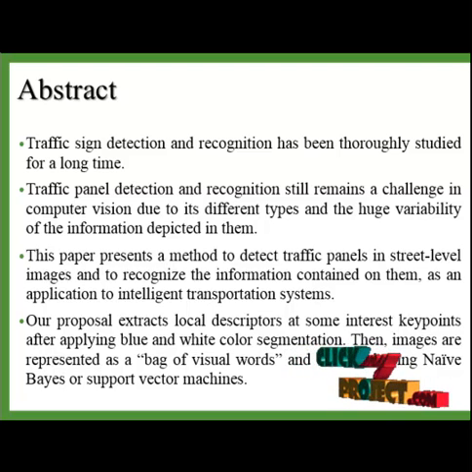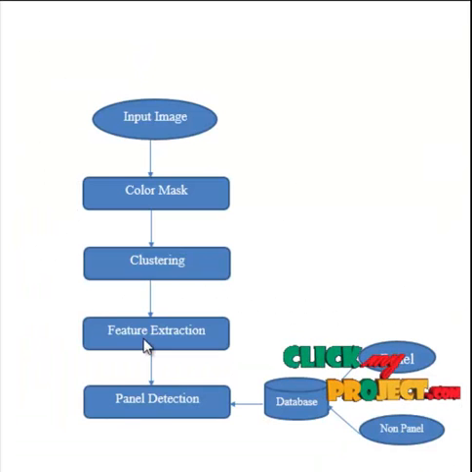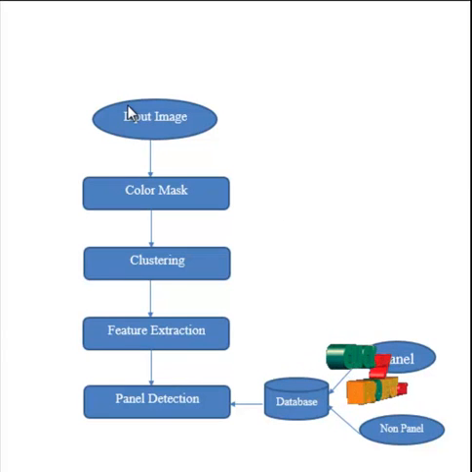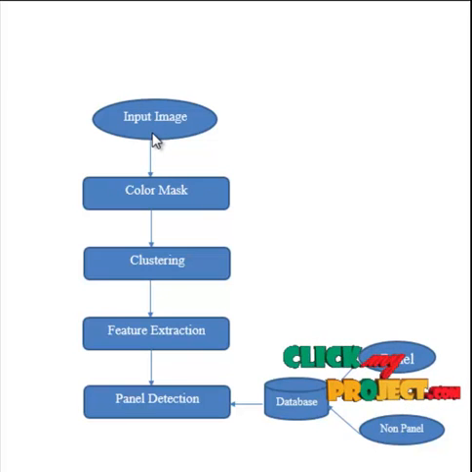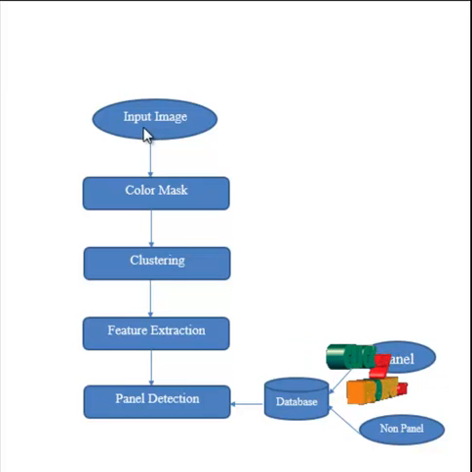For the classification, we have used the SVM classifier. The SVM classifier will predict the index for the panel images. Based on the prediction, we detect the panel in the street view images. This is the flow of our process. Here we have to give the input image. The input image should be the traffic panel street view images.